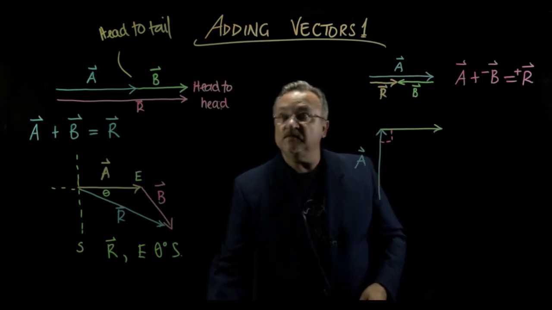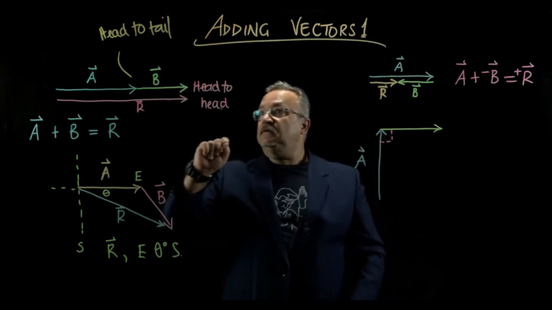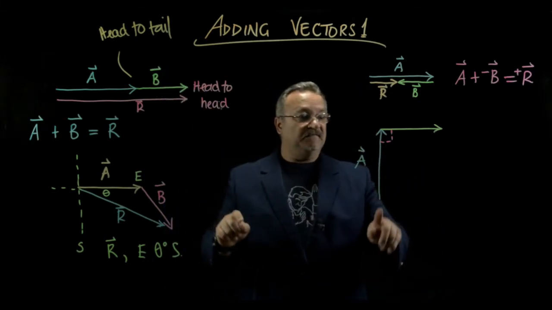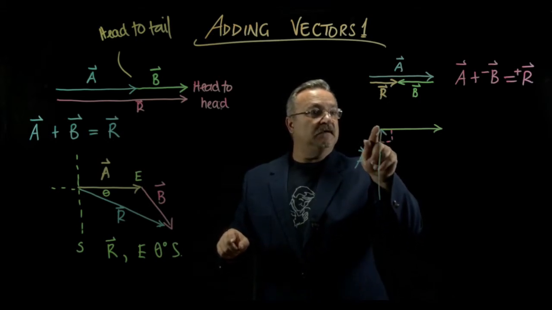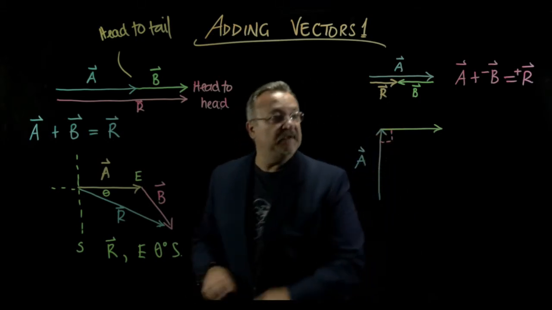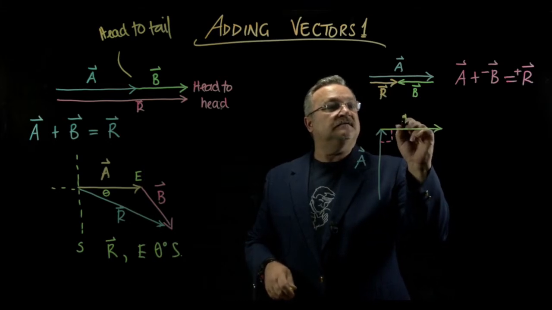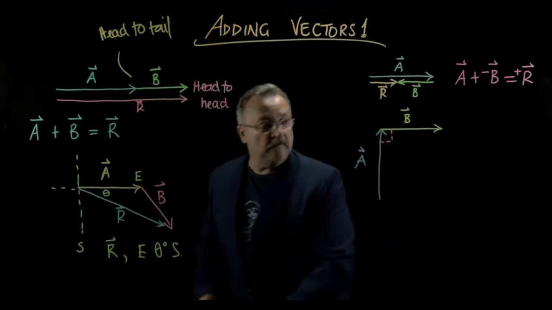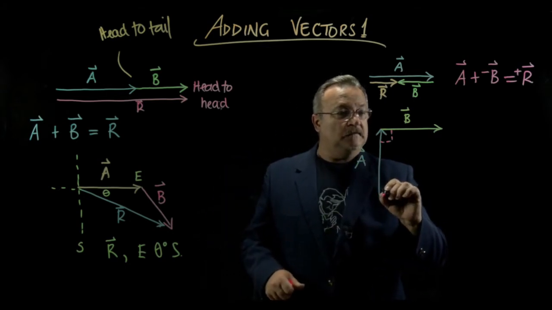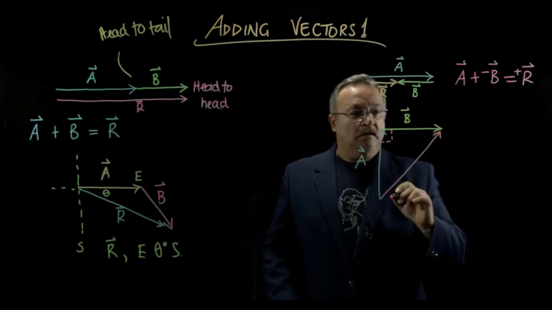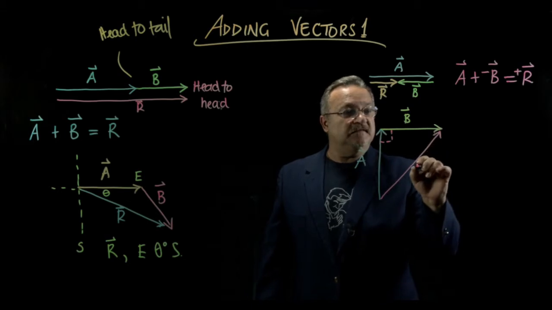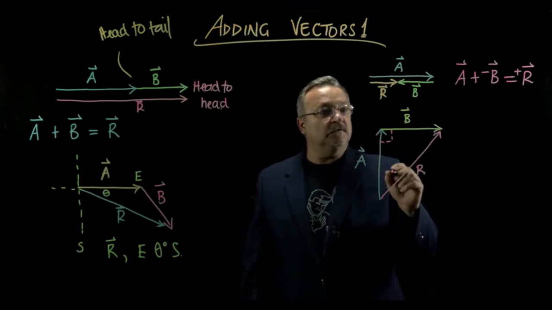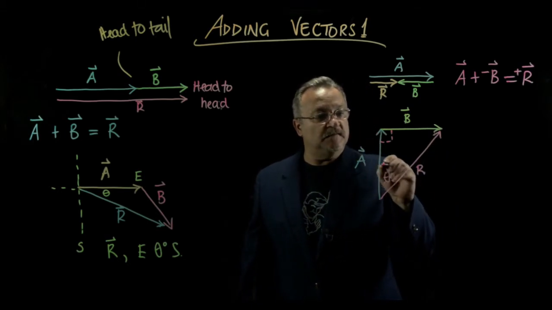So we apply the same rules head to tail when we're adding, and we've done that. There it is, the head of A to the tail of B. So this is vector B. And the resultant, therefore, is drawn head to head. So this is R. And of course, our theta is somewhere in here.